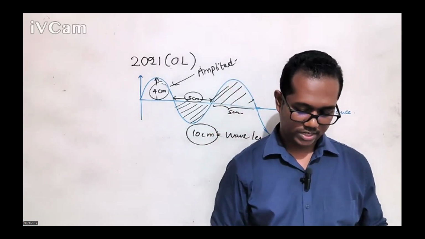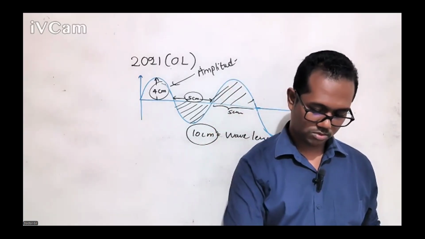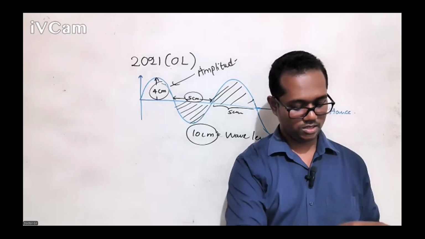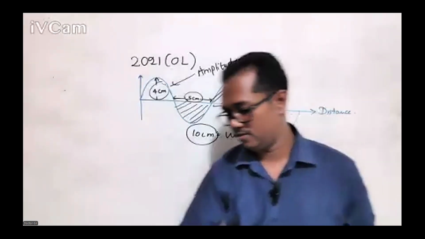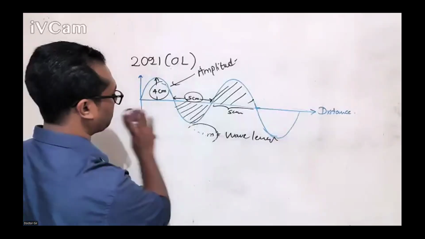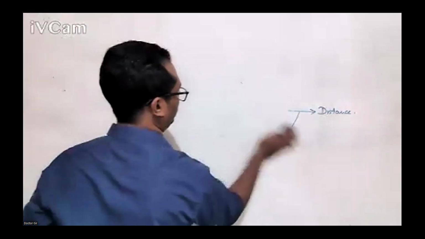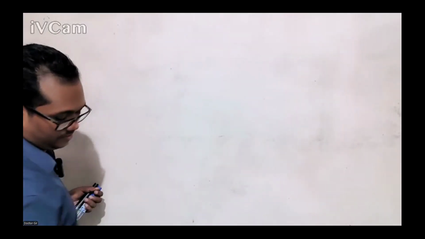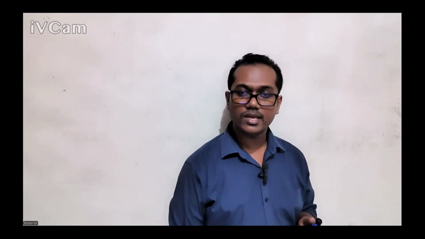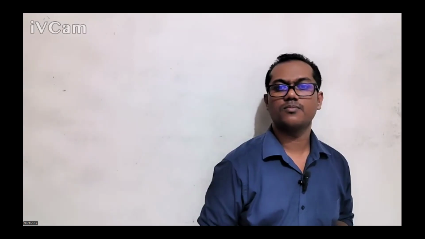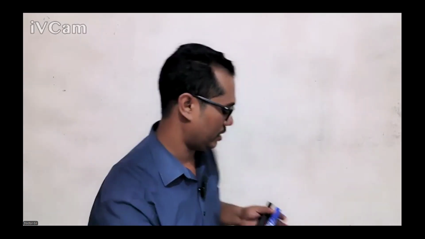Now we will move on to the next quantity, that is the period. What is the period? Period is the time duration or time taken to pass one wave cycle, or the time duration for one wave cycle. Simply we can tell.